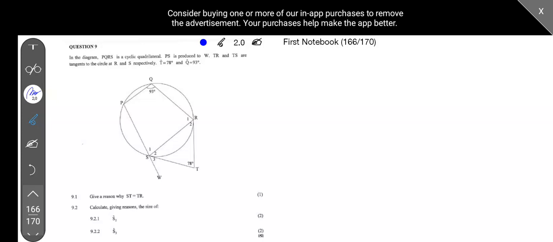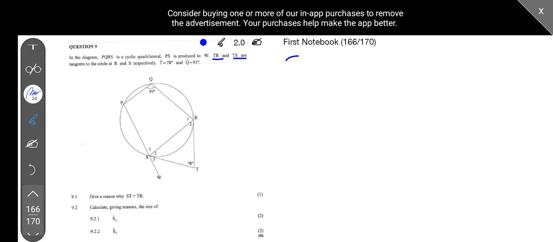In this lesson, we'll be doing an activity just to apply all the theory which we have learned in the past lessons. So, question 9. In the diagram, PQRS is a cyclic quadrilateral. PS is produced to W. TR and TS are tangents, very important, to the circle at R and S respectively. Angle T is 78 and angle Q is 93.